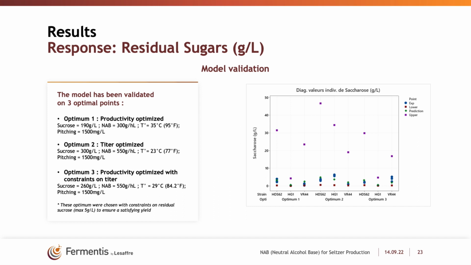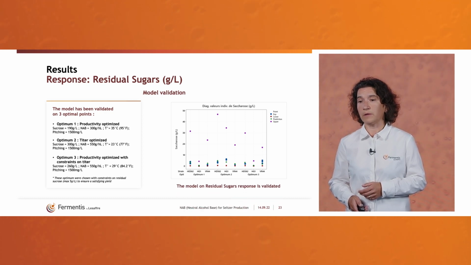On the graph on the right, we can see the experimental points compared to the predicted points. The experimental point is in blue and the predicted point is in green. And we can see that the blue points and the green points are very close. So we can say that the model based on the residual sugar response is validated.